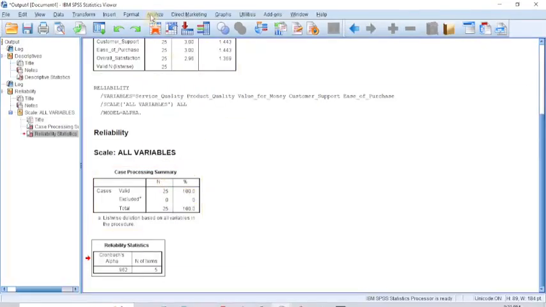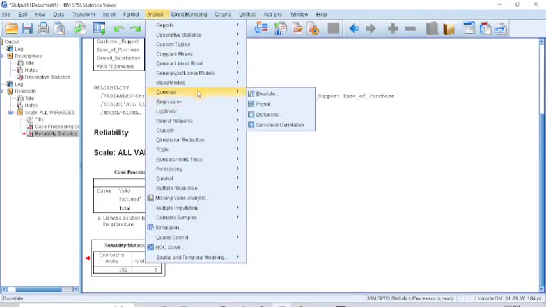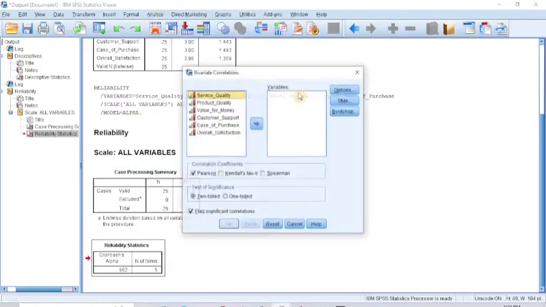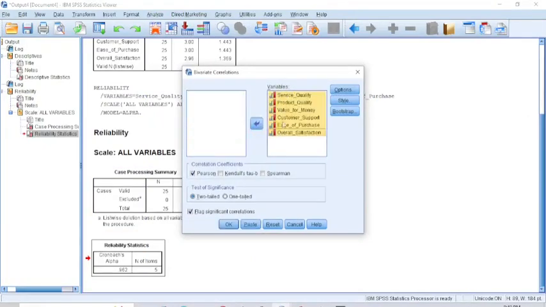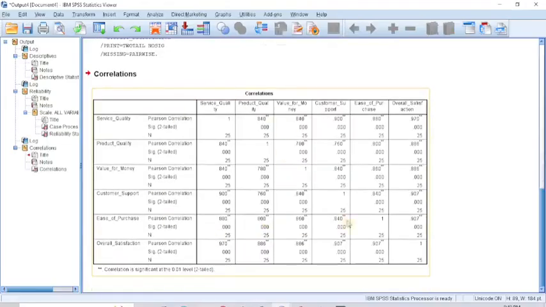Click Analyze, scroll down to Correlate, and then click Bivariate. Select all variables including overall satisfaction and move them all to the variables box at the right. Ensure the box for Pearson is selected and the test of significance is two-tailed. Then click OK to generate the result as a correlation matrix table.